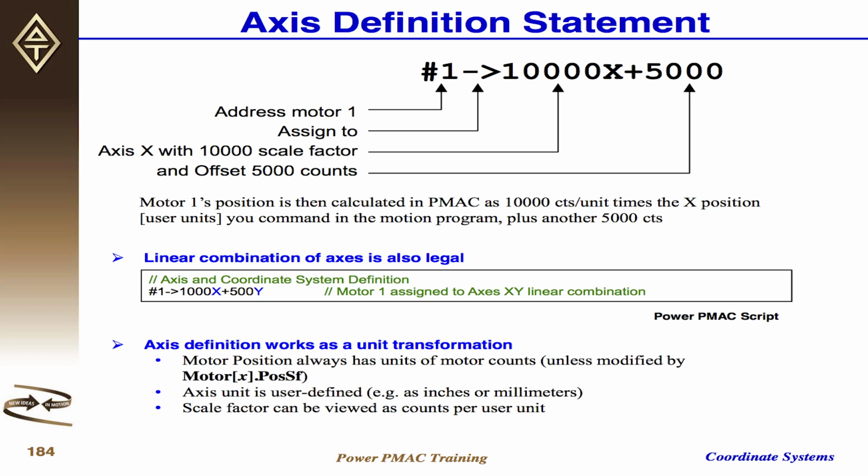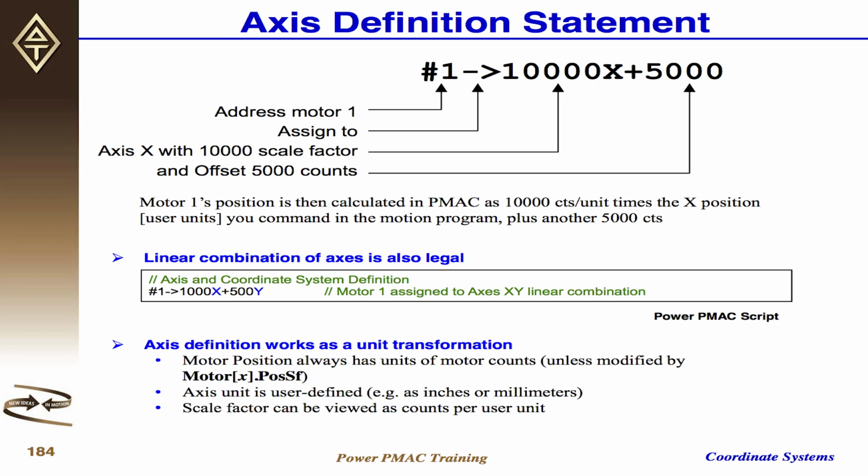What will happen with a case like this is PMAC will issue the three commands, &1, #1->X, #1->Y. It'll issue those sequentially. So it'll enter coordinate system 1, it'll define motor 1 as your x-axis, and then it will redefine motor 1 as your y-axis. You'll end up with your x-axis not defined at all, not pointed to anything, and motor 1 controlling your y-axis.